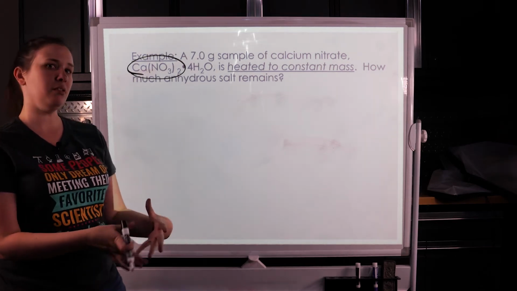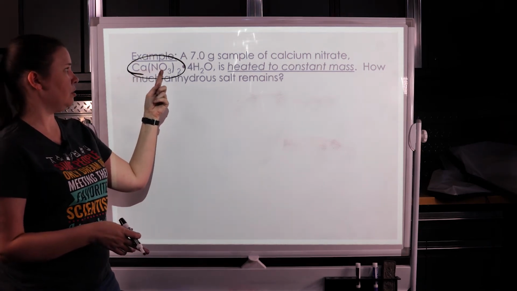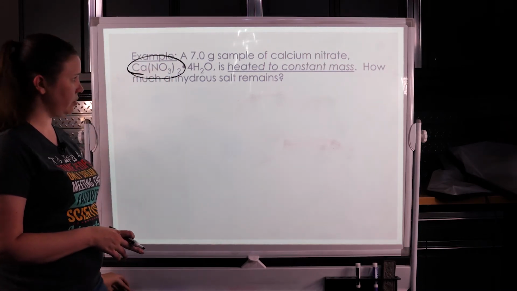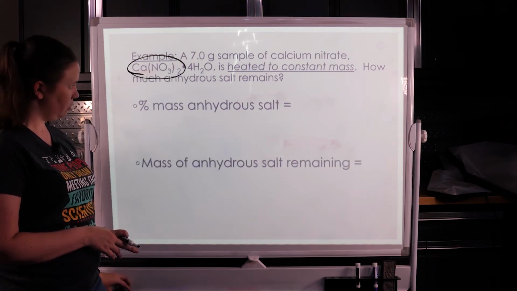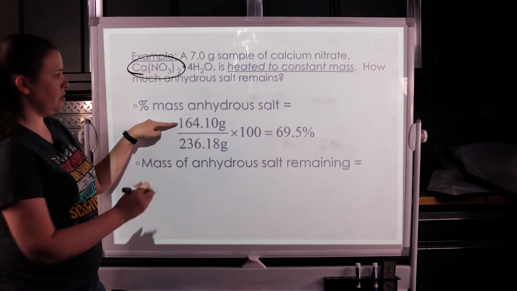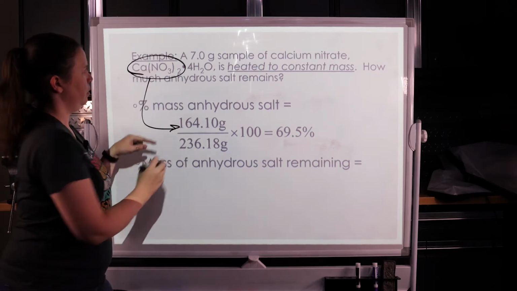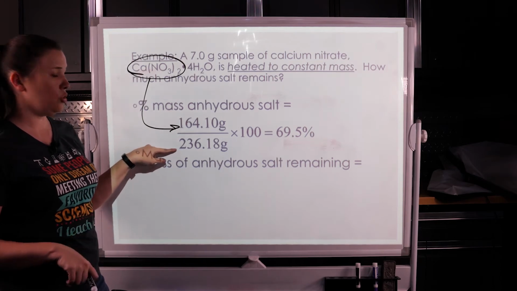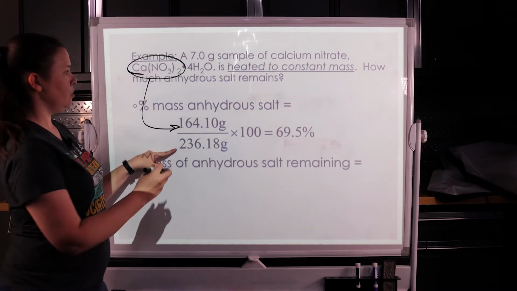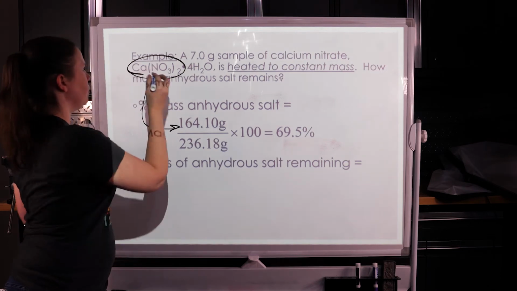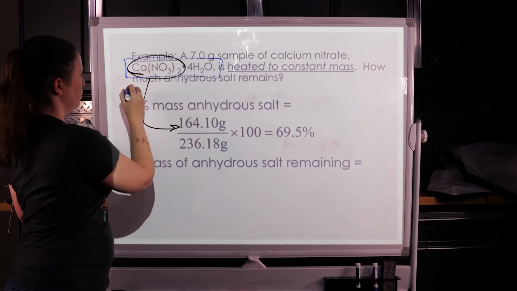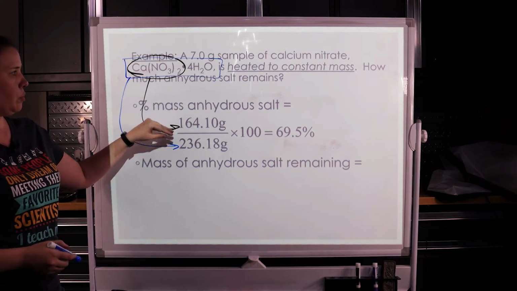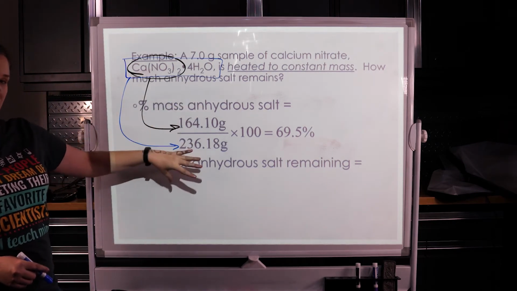So you're going to look up your molar masses on the periodic table for calcium, nitrogen, 3 oxygens, double your nitrogen's mass. What is that total molar mass? There we go. 164.1. Then if you also included the molar mass of the 4 waters, you would get 236.18. So this would be the entire hydrate then. 236.18 grams. So that's going to give you the percentage of anhydrate for the entire compound.